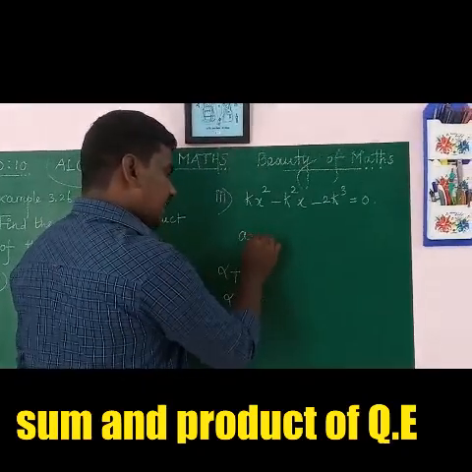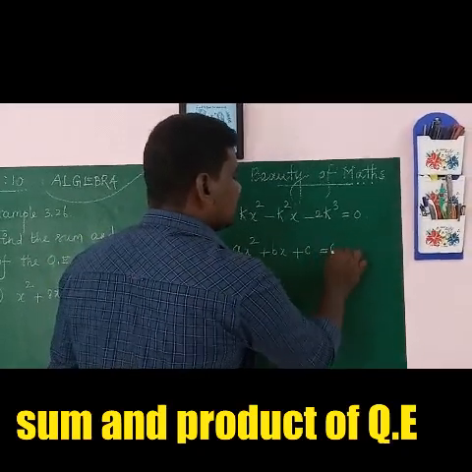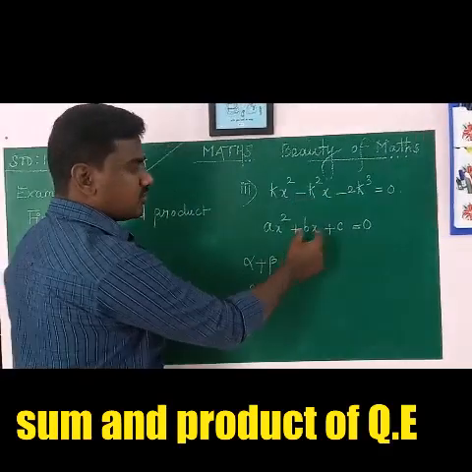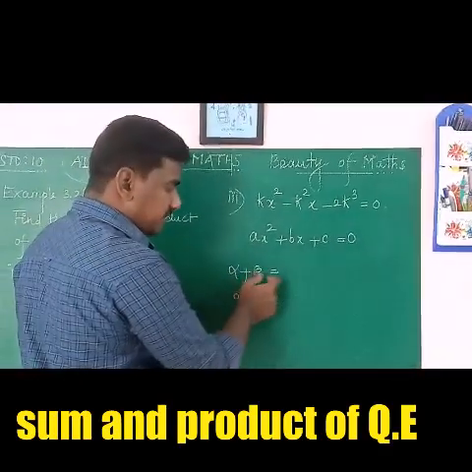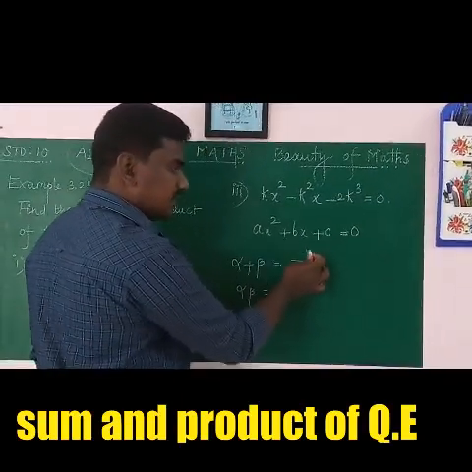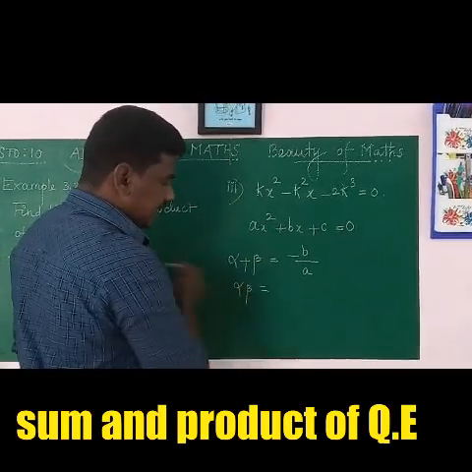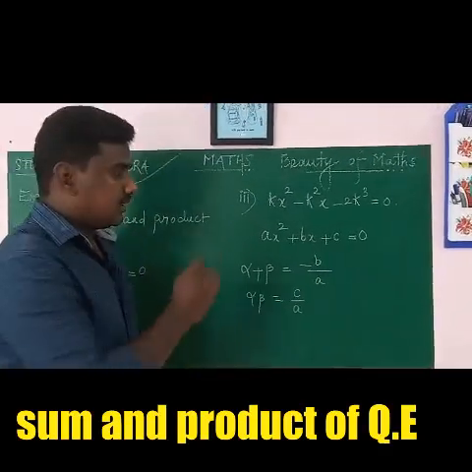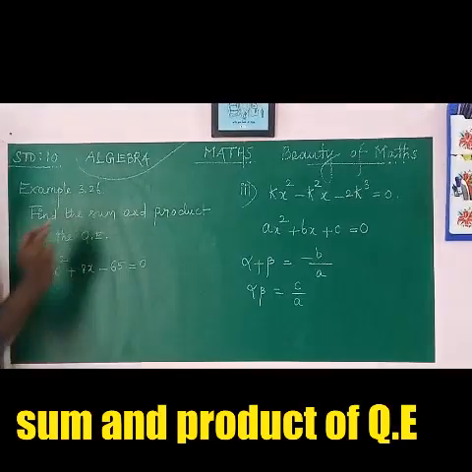Actually, you know that ax square plus bx plus c is equal to 0. This is the general form of a quadratic equation. If it is in the form of ax square plus bx plus c equal to 0, then we can write alpha plus beta equal to minus b by a. This b is the coefficient of x and this a is the coefficient of x square. And alpha into beta is equal to c by a. You know this concept very well. Now use this concept to find the sum and product of the roots.